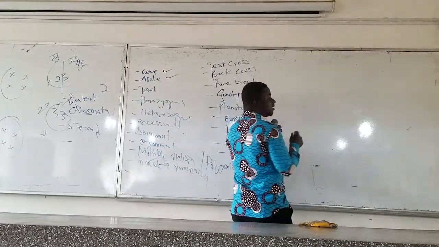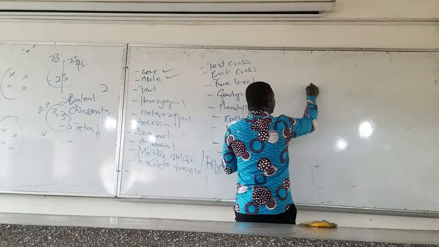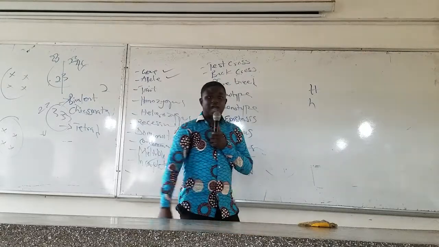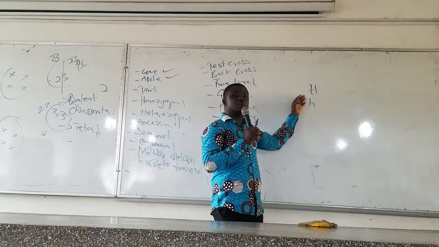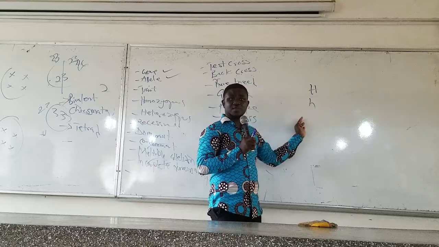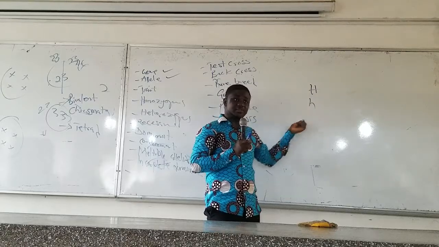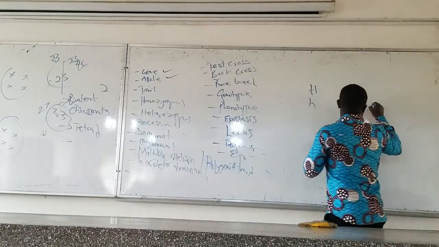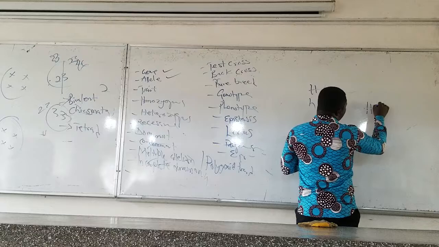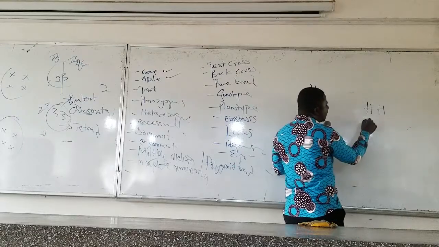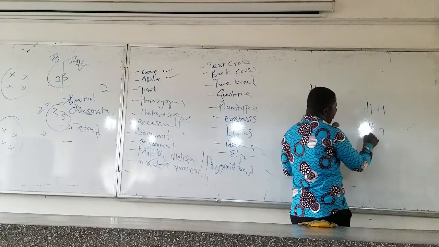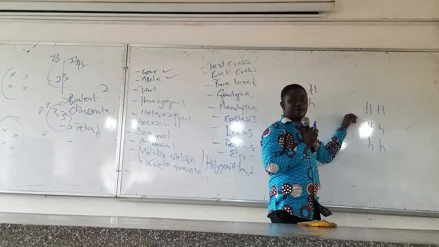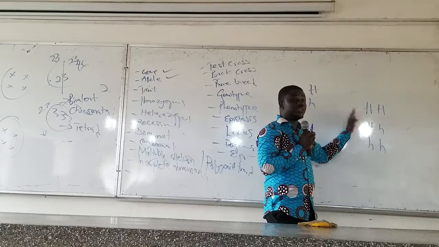So let's take height and use the letter H for height. Big H will be the dominant allele and small h will be what? Recessive allele. Because we can have various combinations of these alleles because of the law of independent assortment. We can have an individual who has the genotype big H, big H. Another person can have big H, small h, and then somebody can have small h, small h. Right? These are the various combinations you can have, with no respect to other.